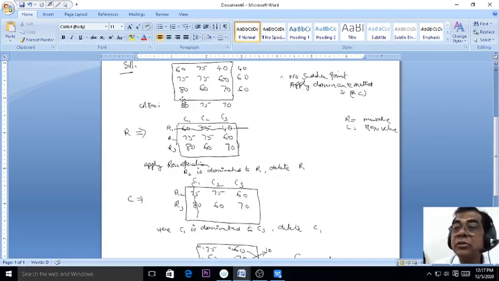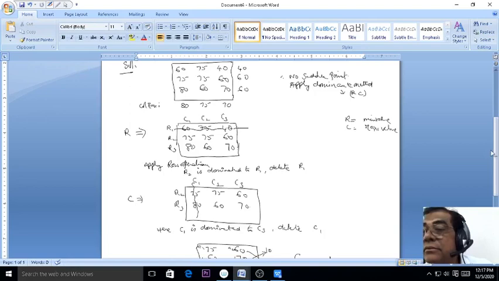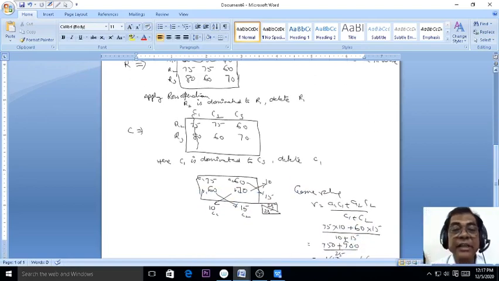So that is converted. Apply the difference method. This is the first row. First row means the difference of these two. You write down 75 minus 60, write down 15 here. 70 minus 60, write down here 10. Like this, the difference of these two.